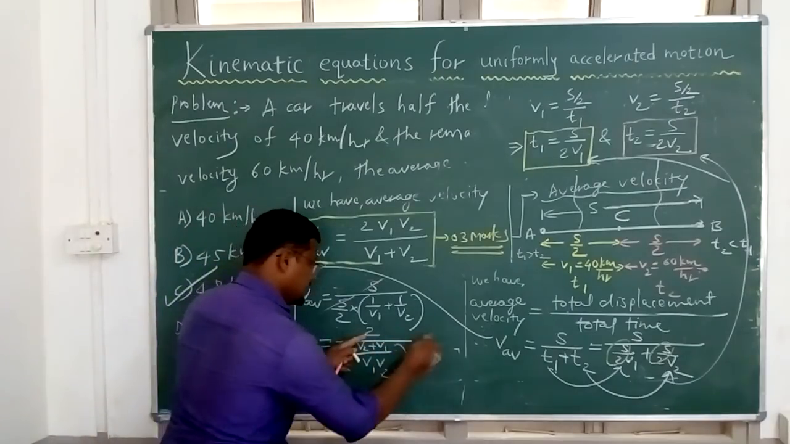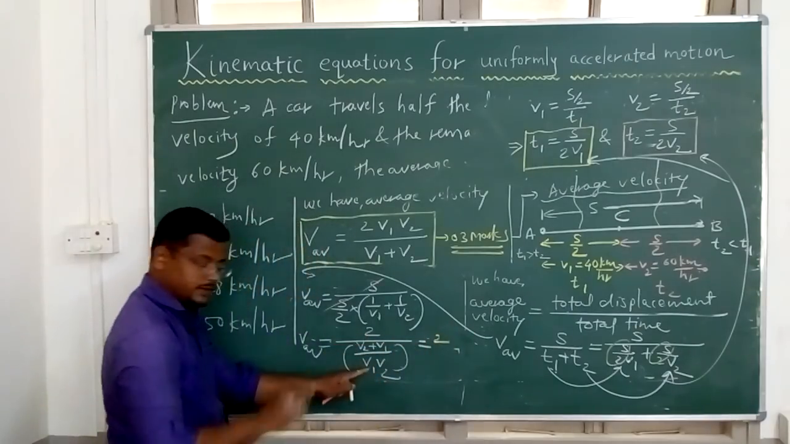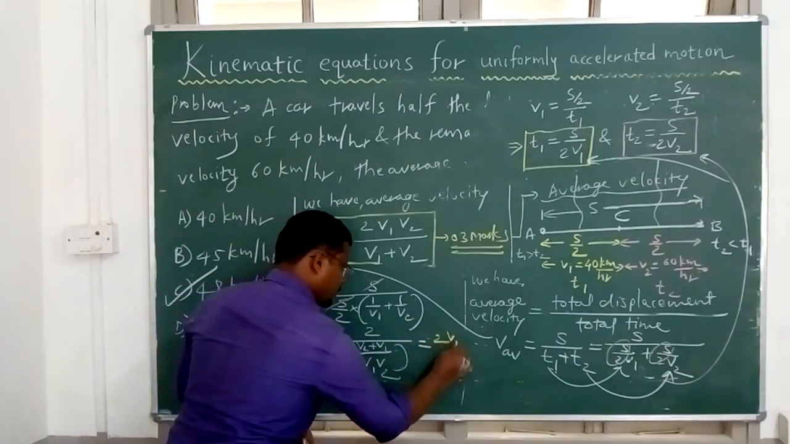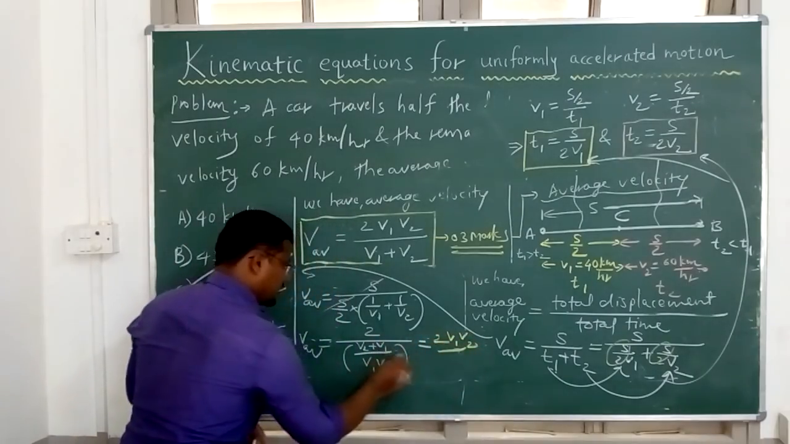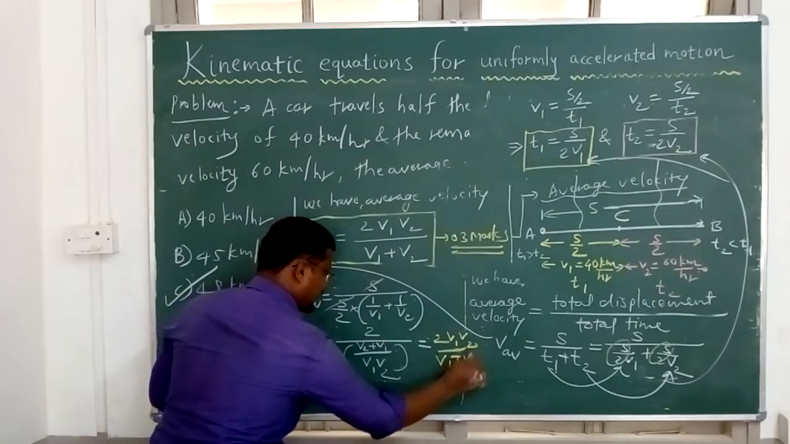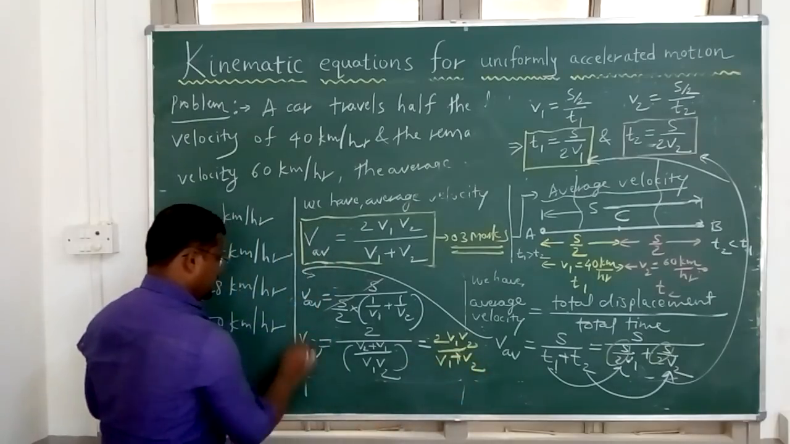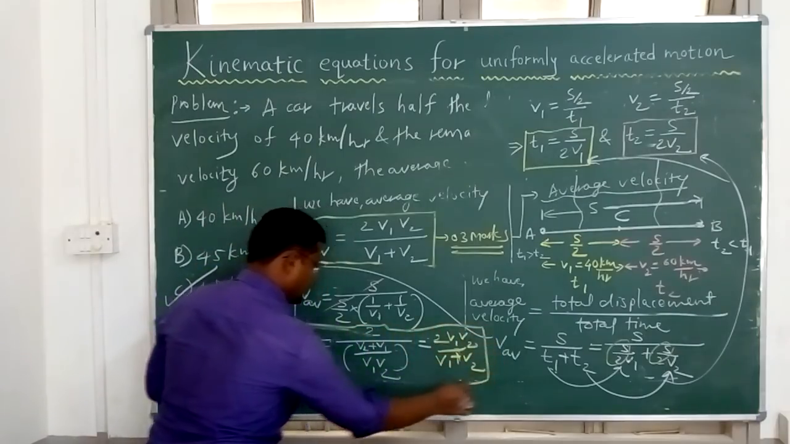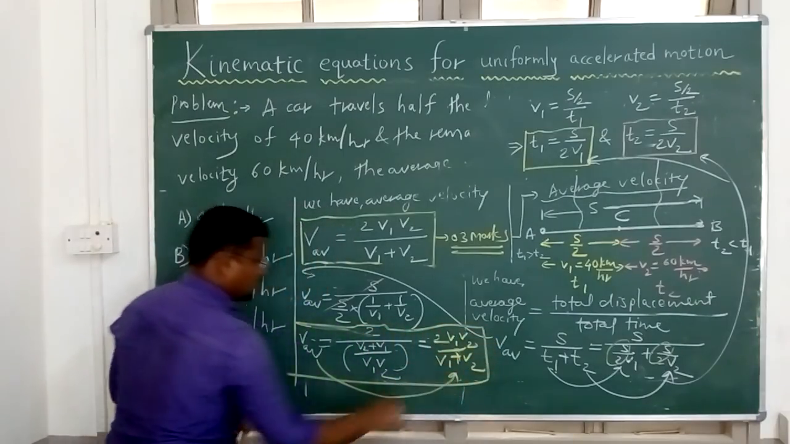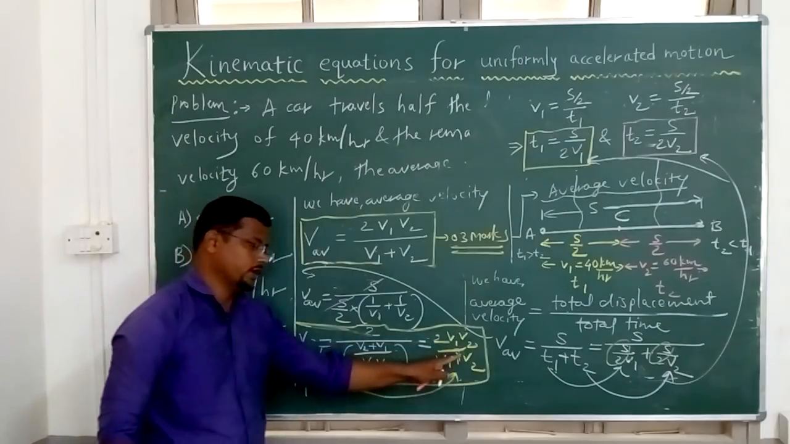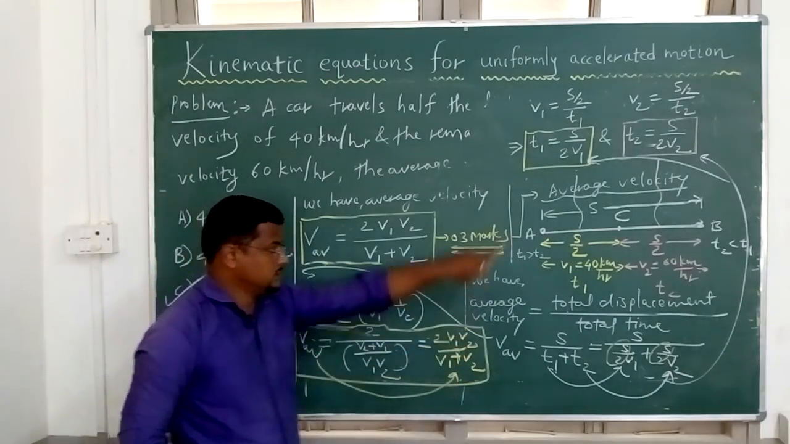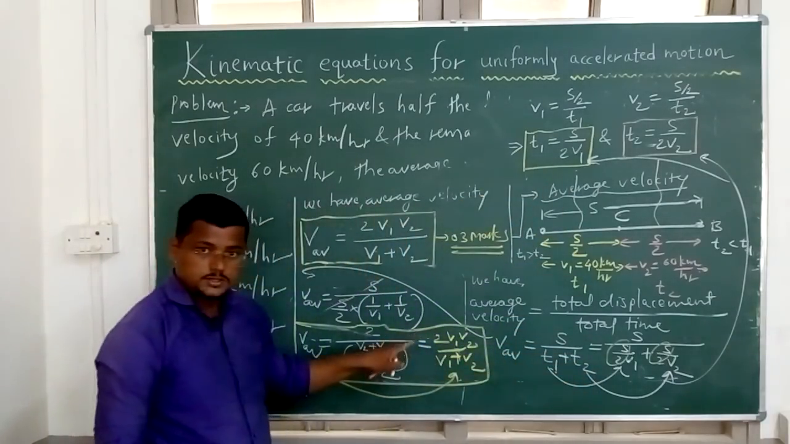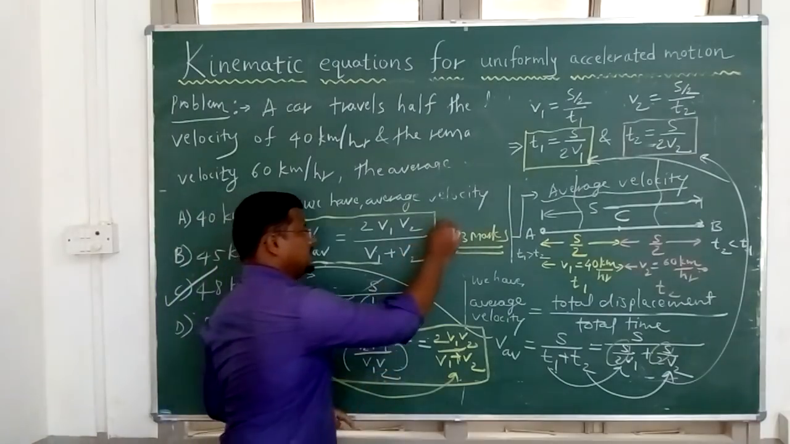This 2 as it is I will keep, this is in the denominator, it will come to the numerator, so V1 V2 will come divided by what remains here, V2 plus V1, which I can write as V1 plus V2. I proved this. What I proved? V average is equal to 2 times V1 V2 divided by V1 plus V2. Instead of solving all this for CET, can I use this as a trick here?